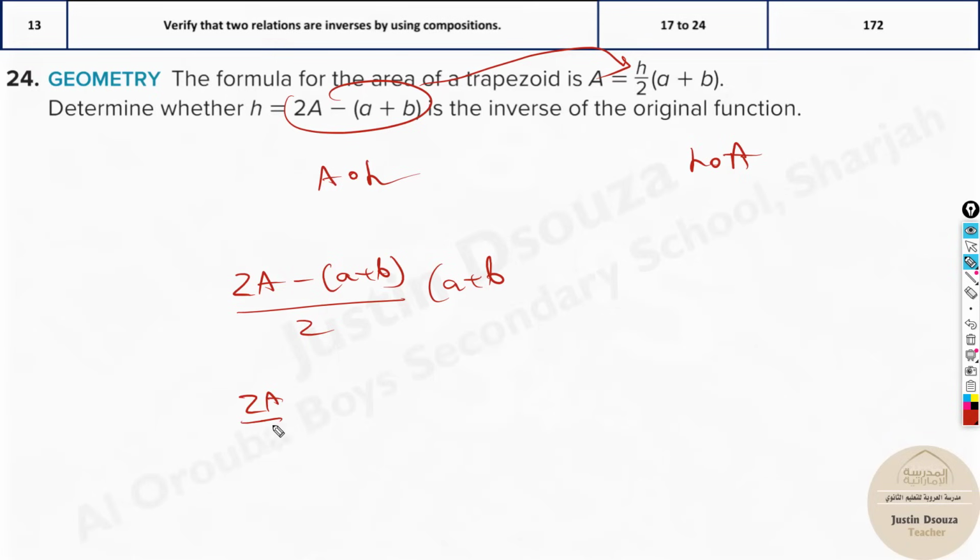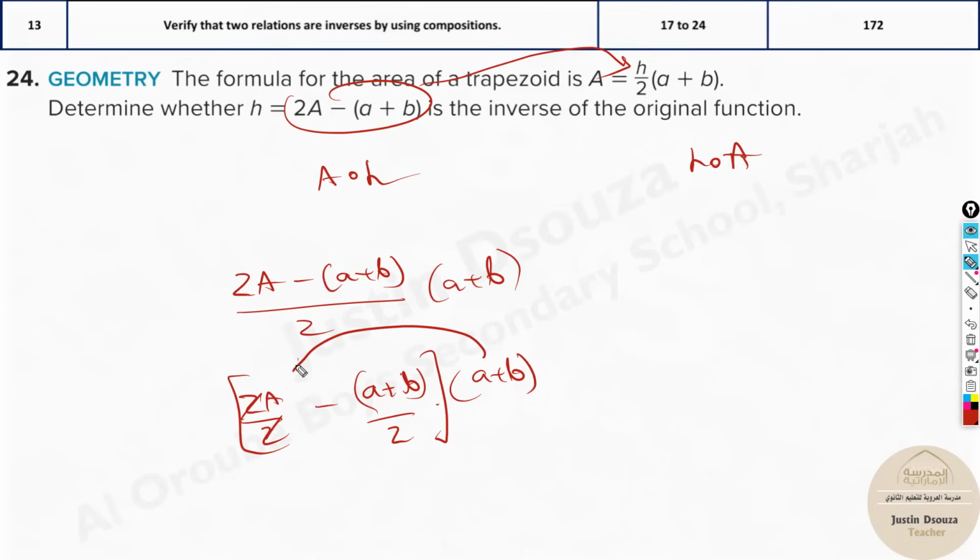Now then, let me split this out. Here it will be 2A by 2, and this is going to be minus A plus B divided by 2, and over here we have A plus B. It's better to put the brackets. See, this was separate, h by 2 was separate, and this is separate. Okay, now we understand better. Over here, 2 cancels. Now let's multiply this as well. You will have A into A plus B minus, this will be what? A plus B and A plus B, the whole square, A plus B the whole square by 2.